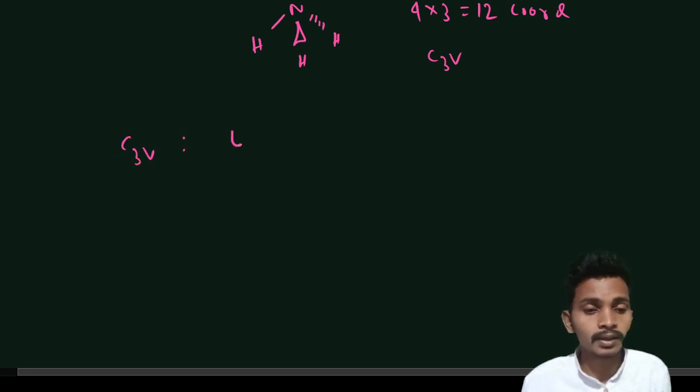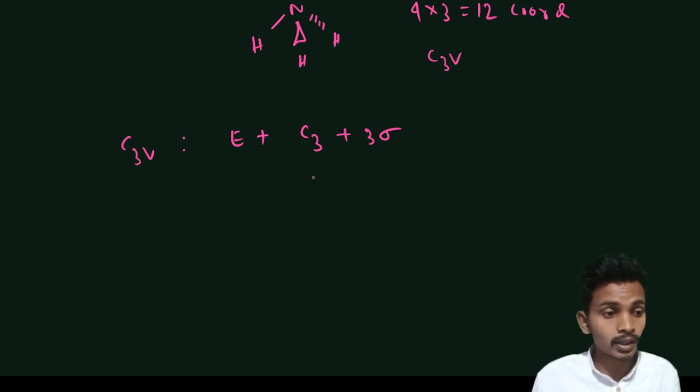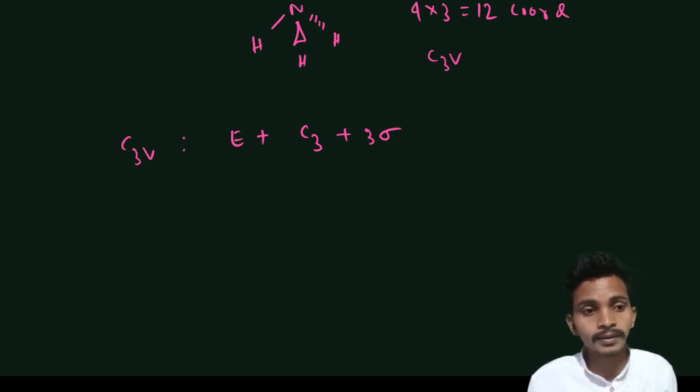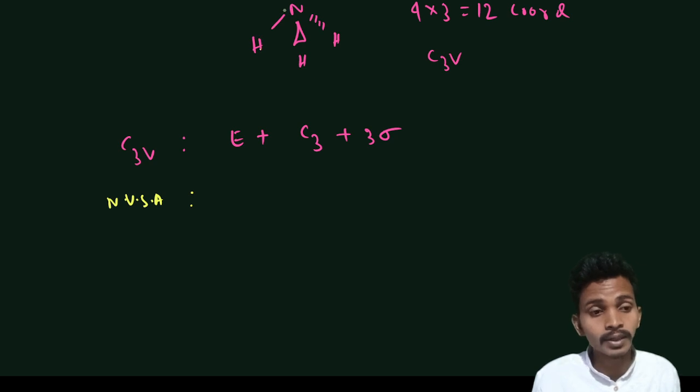C3b, that is E plus C3 plus 3 sigma b. Okay, so now we will do those operations here. See E, if you apply that, the number of unshifted atoms: for E, no atoms will be shifted. So how many atoms are there? 1, 2, 3, 4. So 4 I will write.